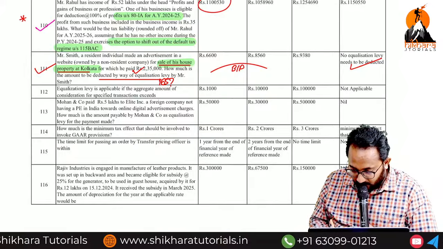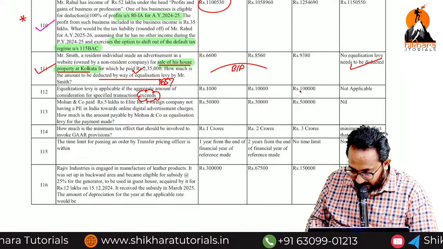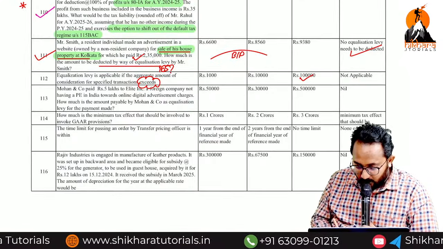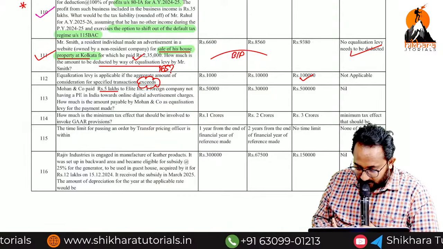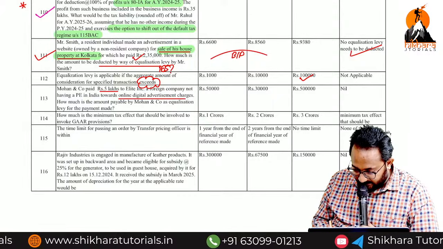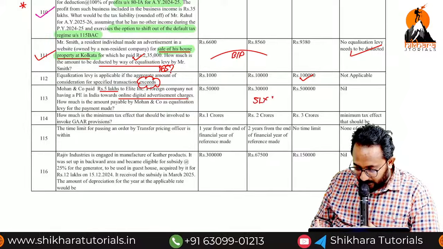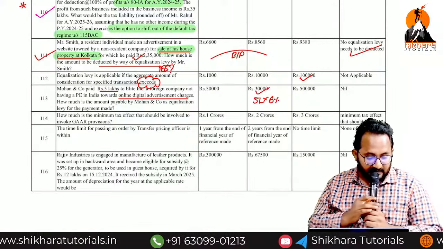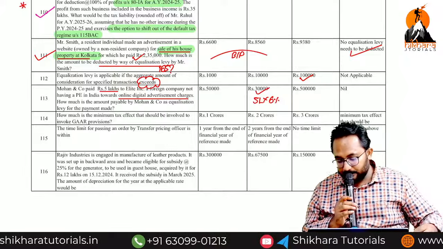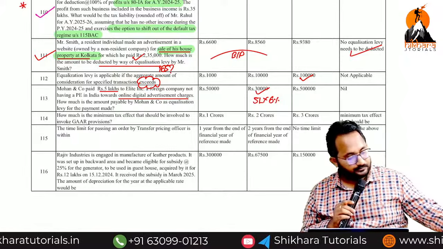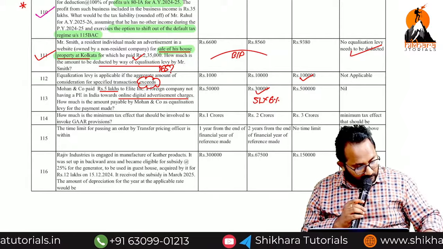But here the equalization levy threshold limit they are asking is 1 lakh. Now, can you tell me, this is towards online digital advertisement charges we are paying. So 5 lakh into, yes, you can apply the 6%. That is nothing but how much? 30,000. Understood?